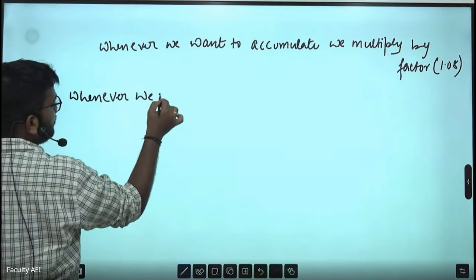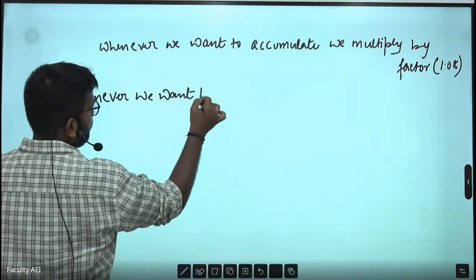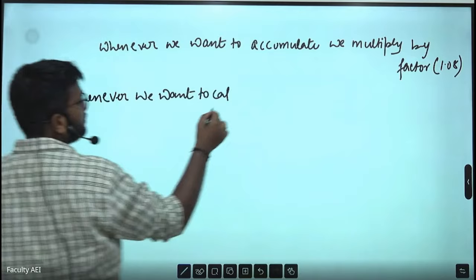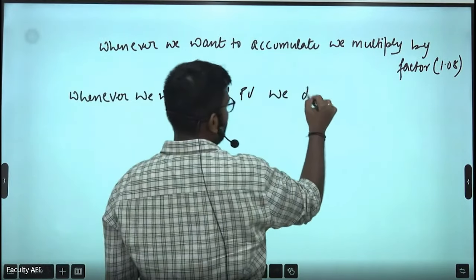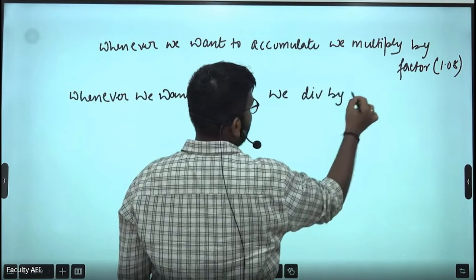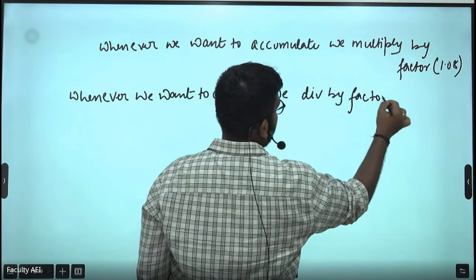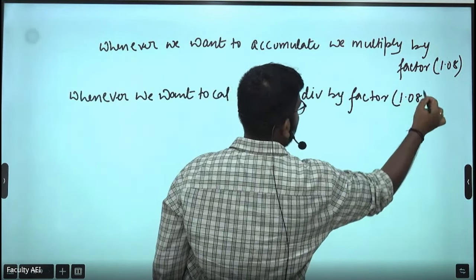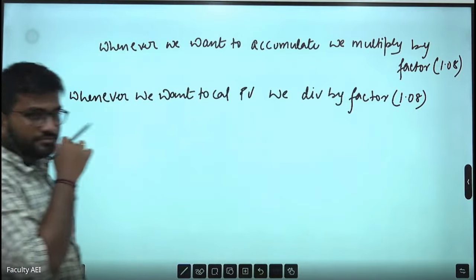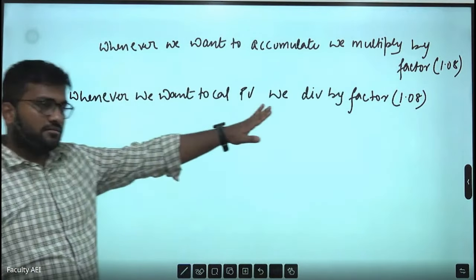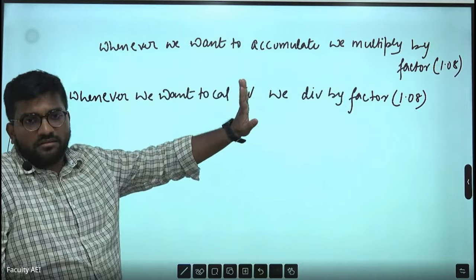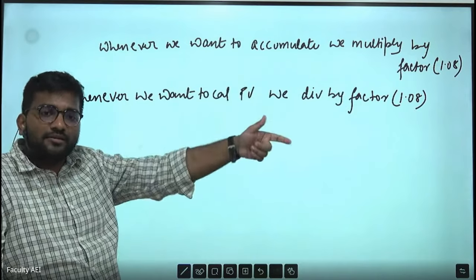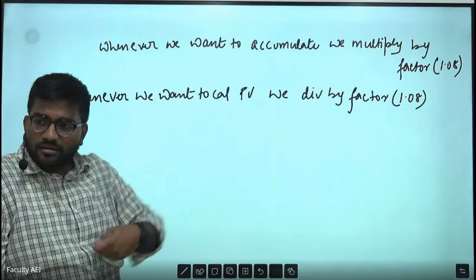Whenever we want to calculate present value, we divide by the factor. No, it's not the discounting factor. It's a factor. 1.08 is the accumulation factor. If you want to accumulate, you multiply. If you want to pull it back, you divide.